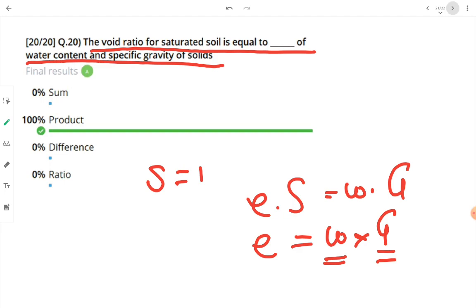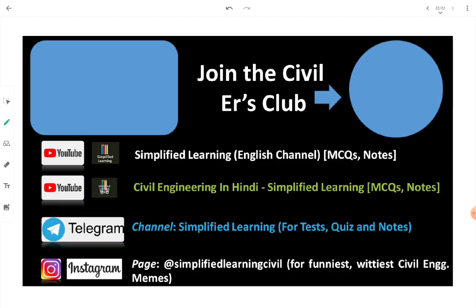Okay, so these were the solutions for the 20 questions that we saw in quiz number 1 of geotechnical engineering, in which we had questions regarding the topic soil properties and origins of soil.